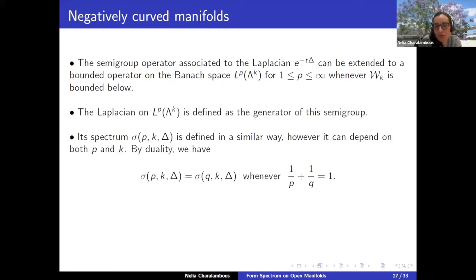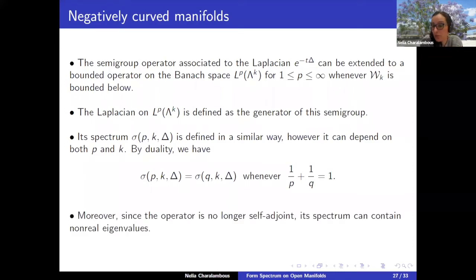And note that now that we're talking about LP, we have duality for the spectrum between K and N minus K forms, but we also have duality in P. The spectrum on LP is the same as the spectrum on LQ whenever P and Q are dual LP dimensions, Banach space dimensions.